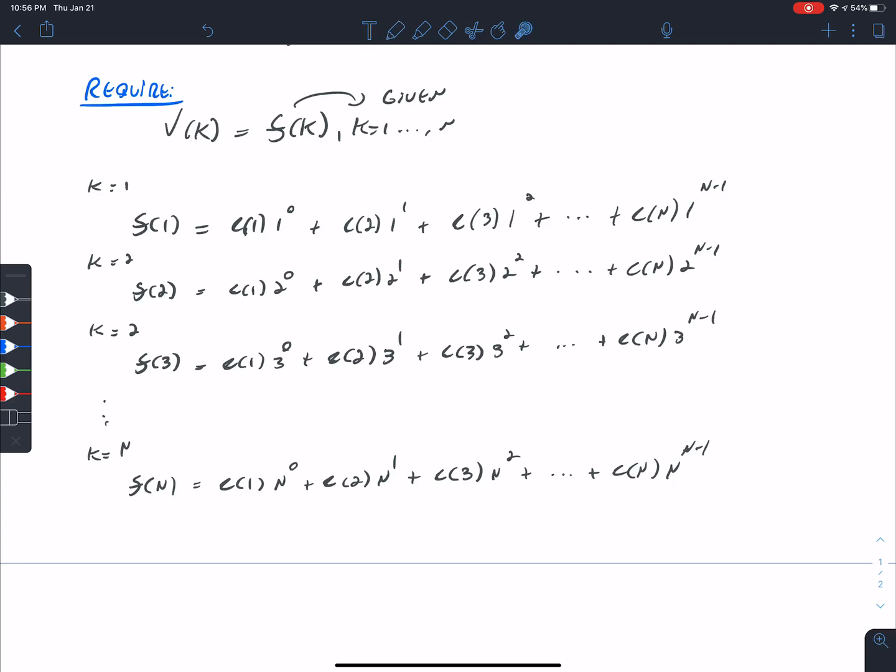If we look here, we can write this set of equations, right? We have how many equations? We have n equations, okay, 1, 2, 3, all the way to n. How many unknowns we have? We have these coefficients c here, which are unknown. How many do we have? n. So we have n equations and n unknowns.